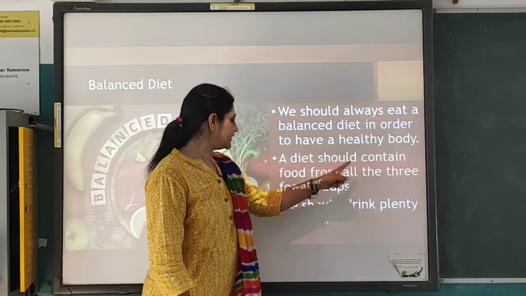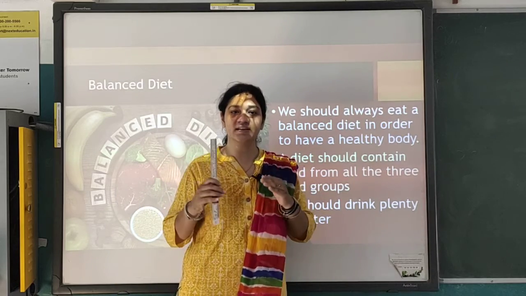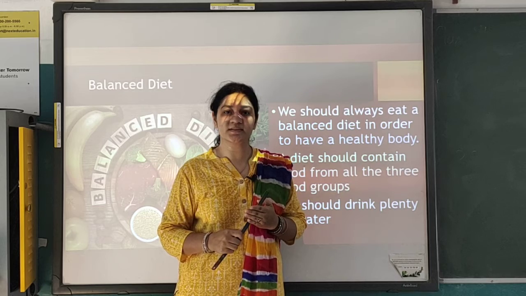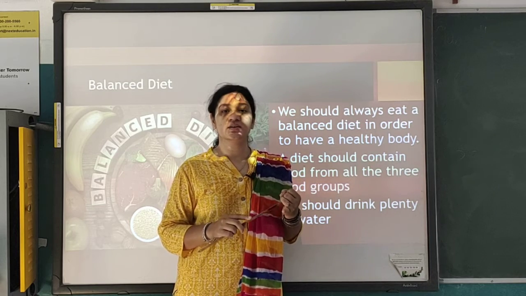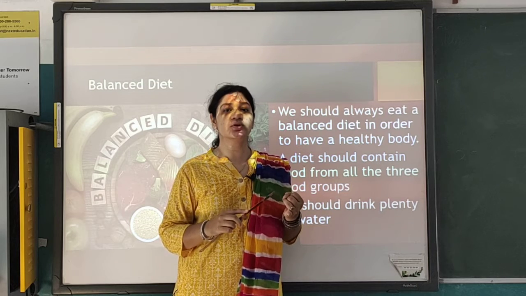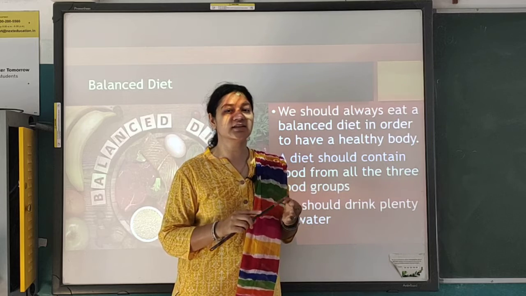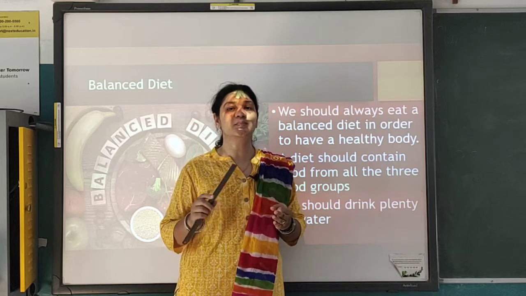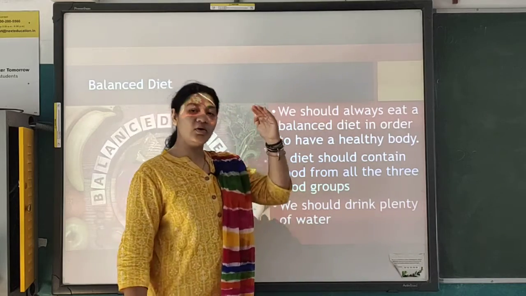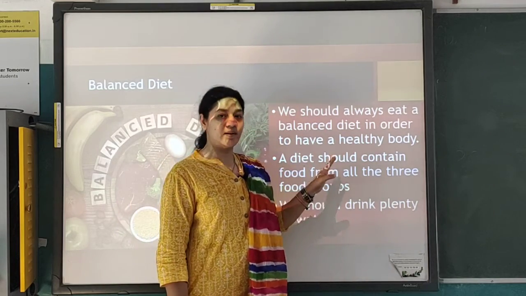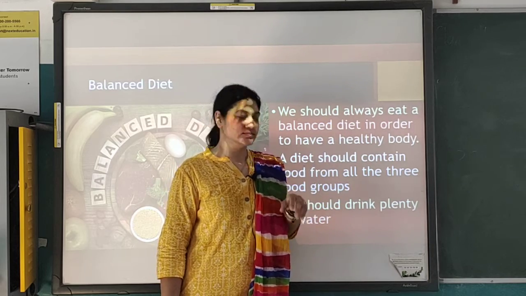A diet should contain food from all the three groups. We have understood all the three groups. Which were the three groups? If you can remember. Yeah. So first was energy giving food group, then bodybuilding food group, and the third was protective, body protecting food group. Okay, protective food group. So all the three food groups you have to remember, that from all the food groups you should have a food, right?